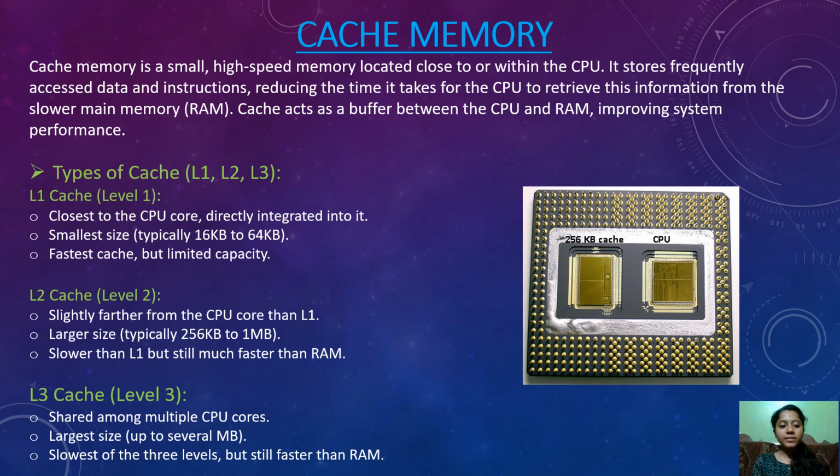There are three levels of cache. Level 1 cache is closest to the CPU core, directly integrated into it, and it is the smallest and fastest cache but has limited capacity. The level 2 cache is slightly farther from the CPU than L1, and has a larger size, about 1 MB. It is slower than level 1 cache but still much faster than the RAM. Level 3 cache is shared among multiple CPU cores, and has the largest size, up to several MB, but it is the slowest of the three levels but still faster than the RAM.